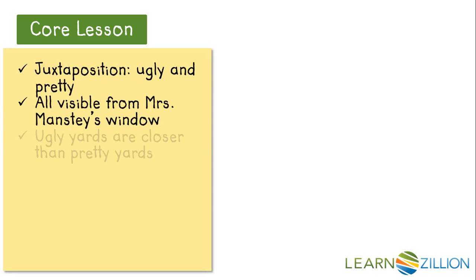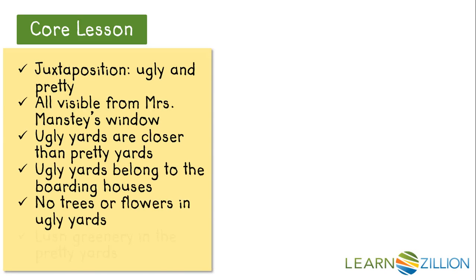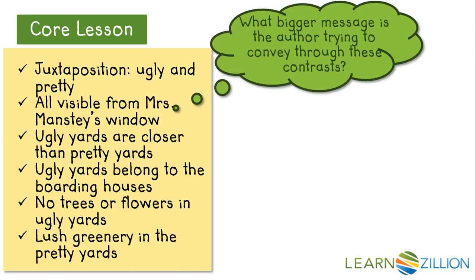So now that I've jotted down what I think are the important contrasts, I can now move on to step 3 and ask myself, what bigger message is the author trying to convey through these contrasts? When I look back at my sticky note, the section about who the ugly yards belong to really stands out to me. Wharton makes it very clear in the first paragraph that the ugly yards belong to the boarding houses. She doesn't make any indication to the social class of those who own the pretty yards, but I can infer that because the ugly yards belong to the lower class residents, the pretty yards belong to the upper class.